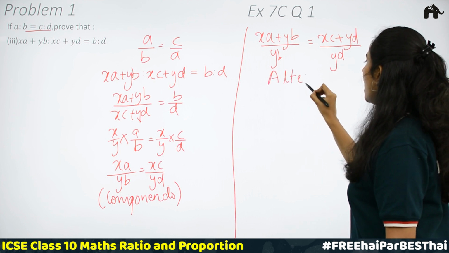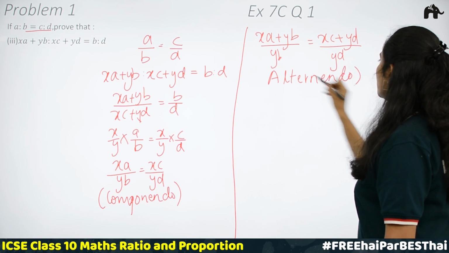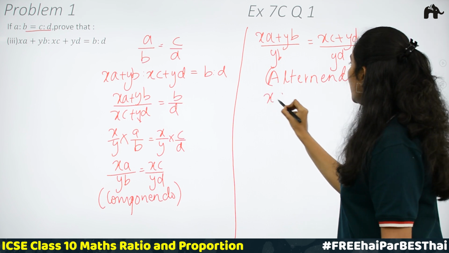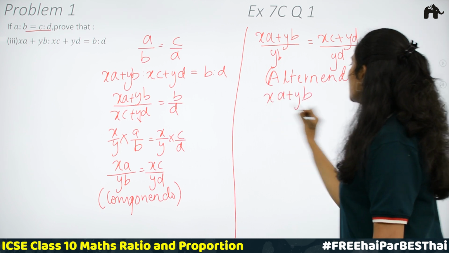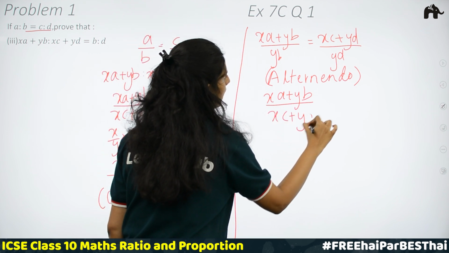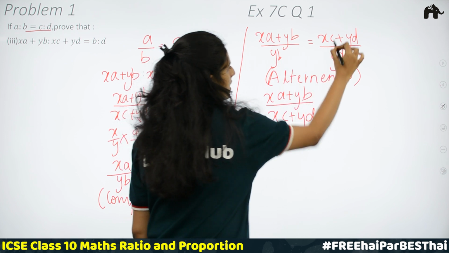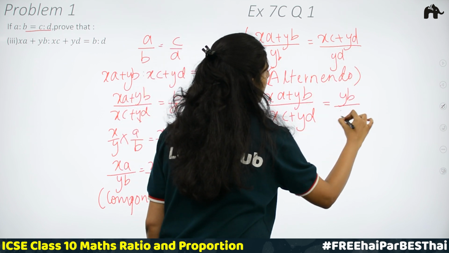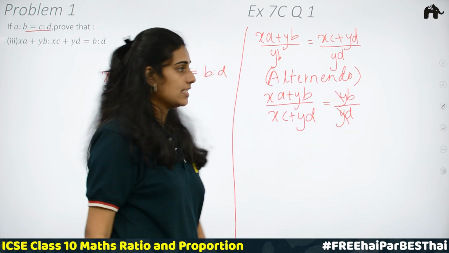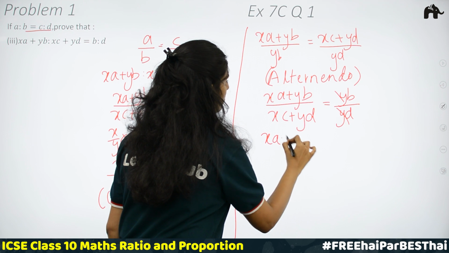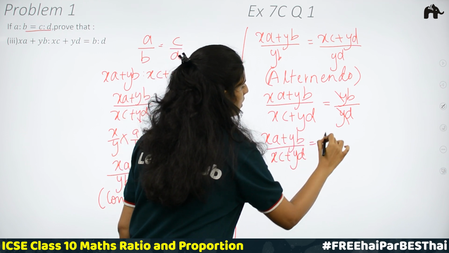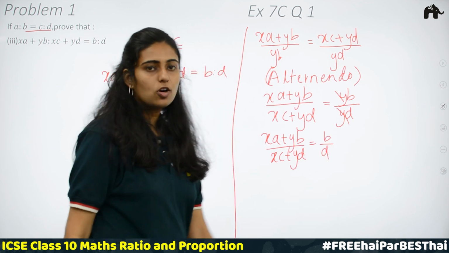When you apply the alternando property, this term comes here and this term goes here. That is xa plus yb divided by xc plus yd is equal to, taking this here, yb by yd. This y and this y can be cancelled. Then we have xa plus yb divided by xc plus yd is equal to b by d. This is what we need.